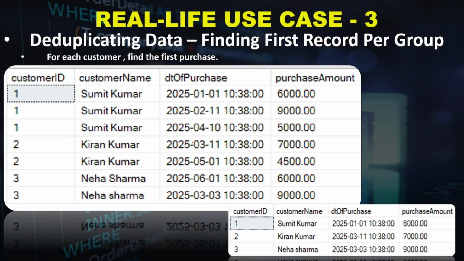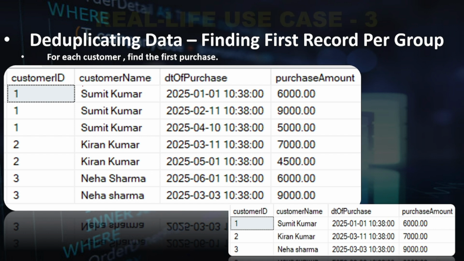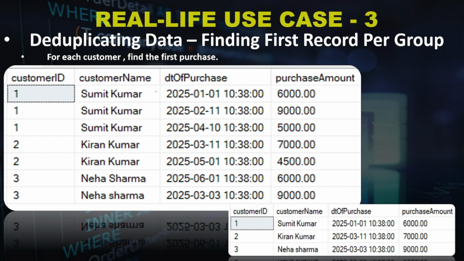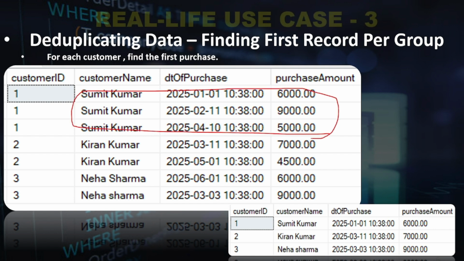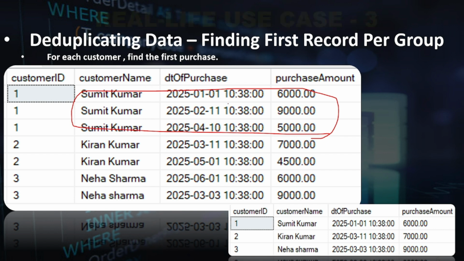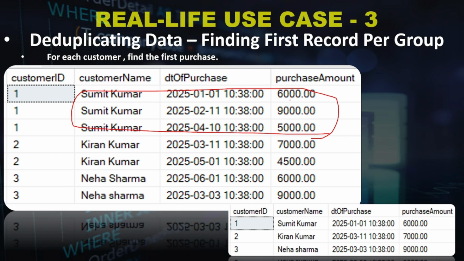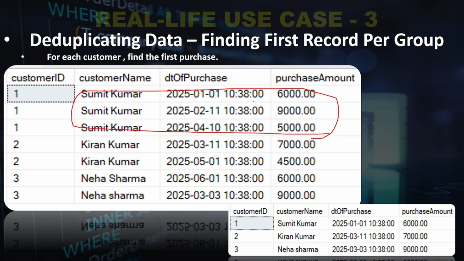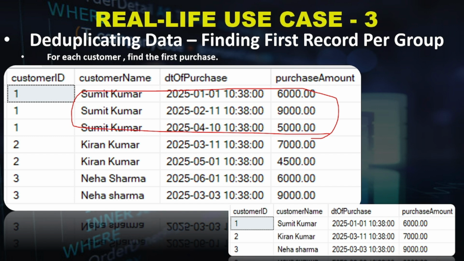The next example is duplicating data, finding the first record per group. So what we are going to achieve, actually you have this sort of data here. In this data, you see that Sumit Kumar occurrences are many. There are 3 occurrences of Sumit Kumar, and Sumit Kumar has made purchases like 600, 900, 500. What we want to achieve, which is very difficult without window function, is the first person's detail in the group. A person has done so many transactions and so many entries, but we want the first entry of each person. So you see the output here.